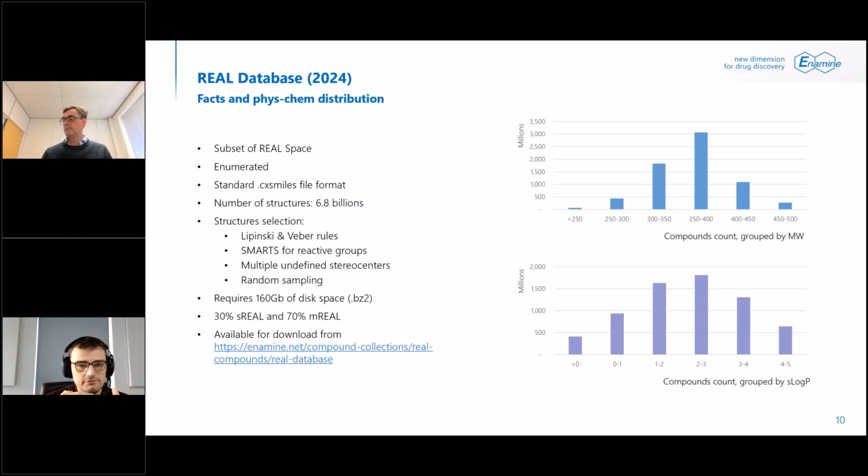Because this file has all enumerated compounds in it, it requires about 160 gigabytes of disk space, and it may be hard to work with. But you don't require any special software to do so. Another great thing about the REAL Database is that we try to keep the number of S-REAL cheaper compounds in it as high as we can, and it's 30% S-REAL compounds here.